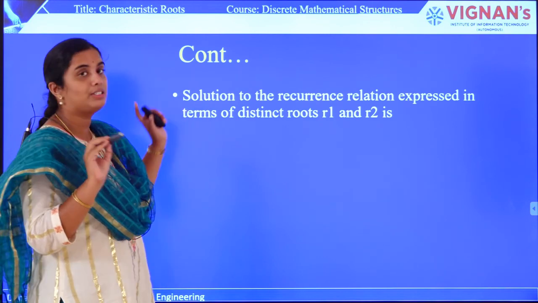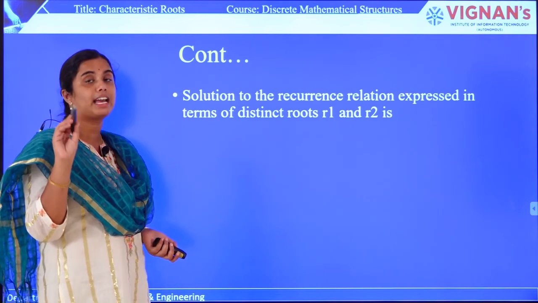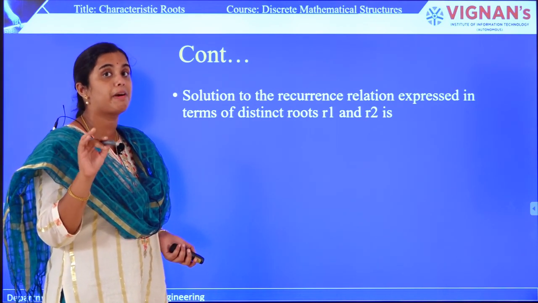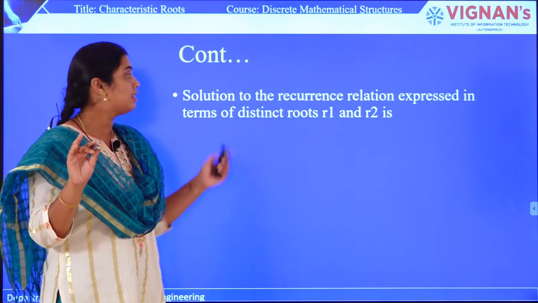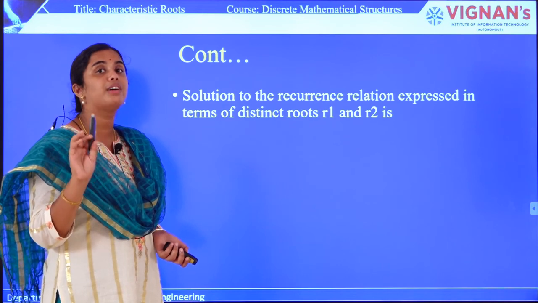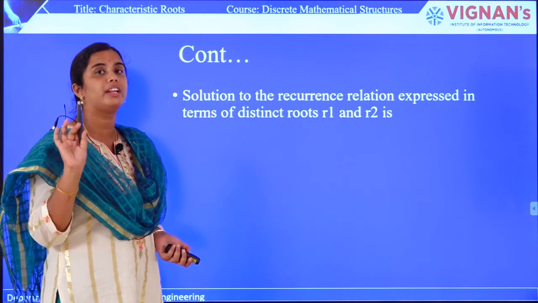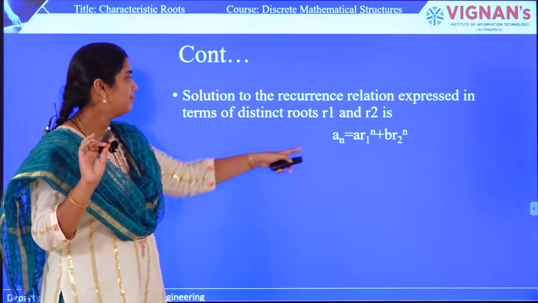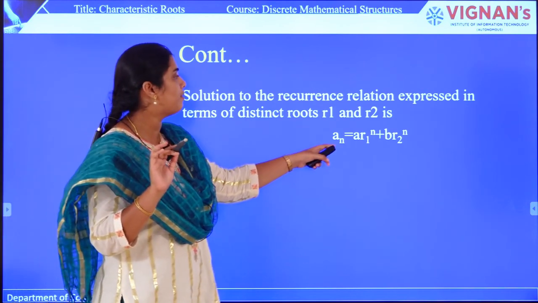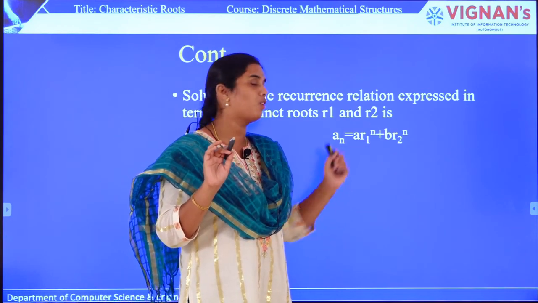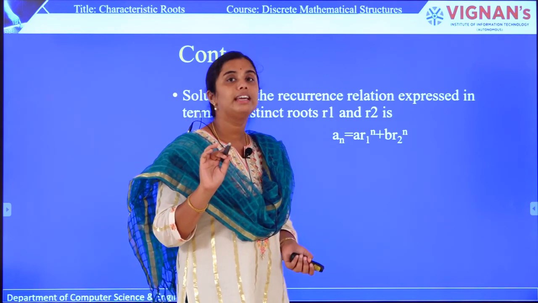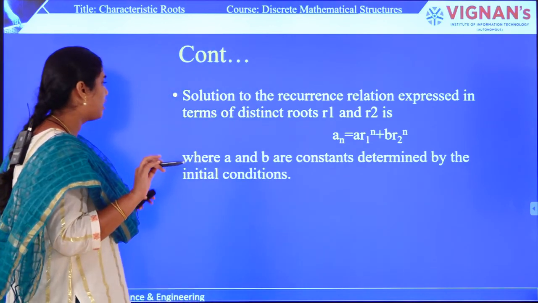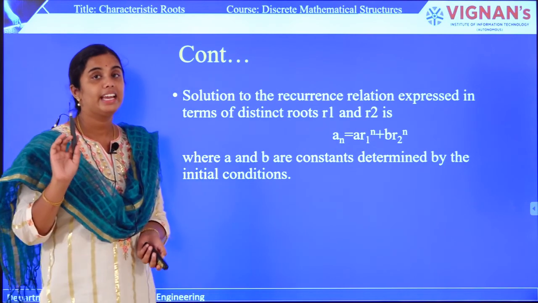And suppose by solving x squared plus alpha x plus beta equal to 0, you will get two roots. You will get two roots only, right? Because it is raised to the power 2, you will get two roots. Suppose those two roots are R1 and R2. So the solution of the recurrence relation represented in R1 and R2 is a_n equals a R1 to the power of n plus b R2 to the power of n. Okay? This is the solution of the given recurrence relation in the form of roots R1 and R2.